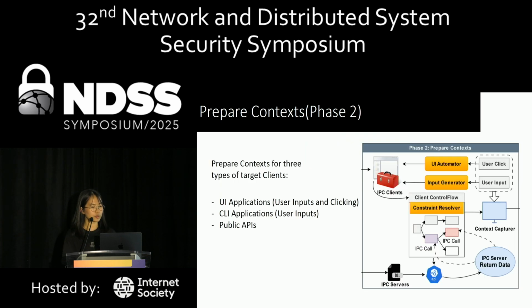And in phase 2, GLEIPNIR prepares context for three different types of clients, including GUI and CLI applications and public APIs. All of these client types can involve remote IPC calls to an untrusted server.